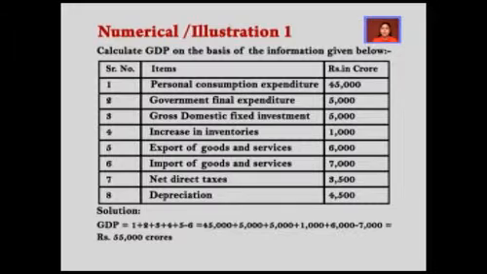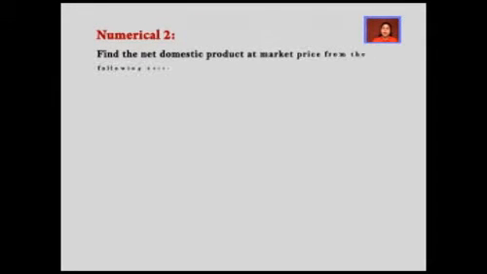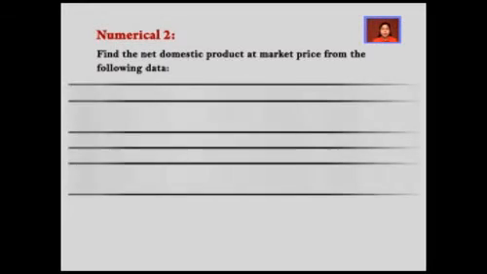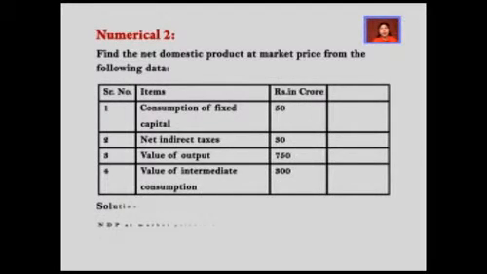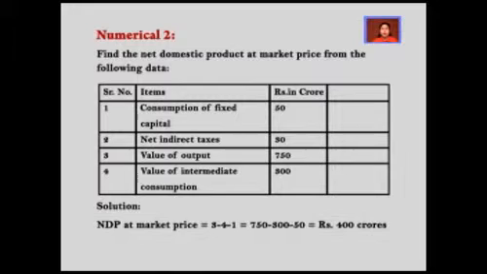You always need to know that while calculating GDP, we will not include any foreign business in it, and import is a foreign business. Now, the next numerical, number 2, is: find the net domestic product at market price from the following data. On one side, the items, and again on the other side, the rupees in crores.